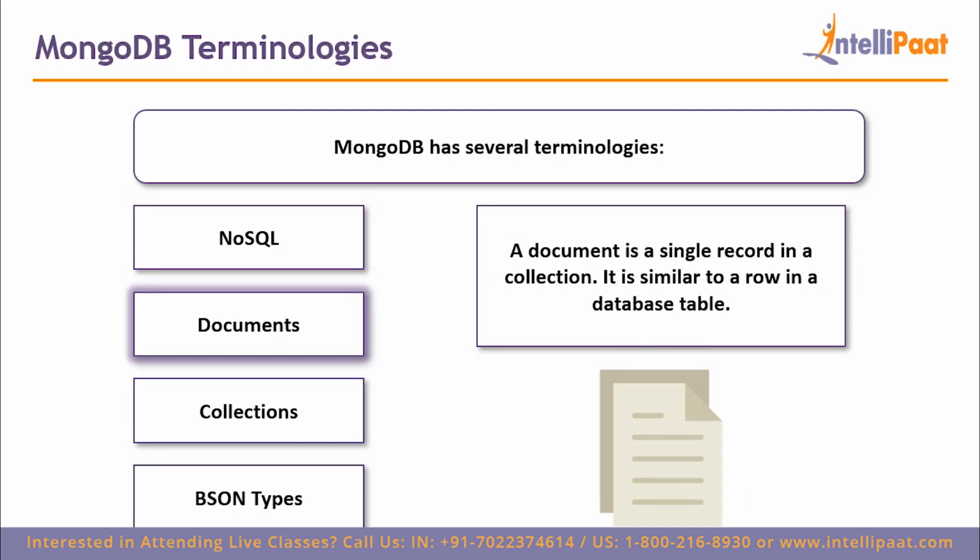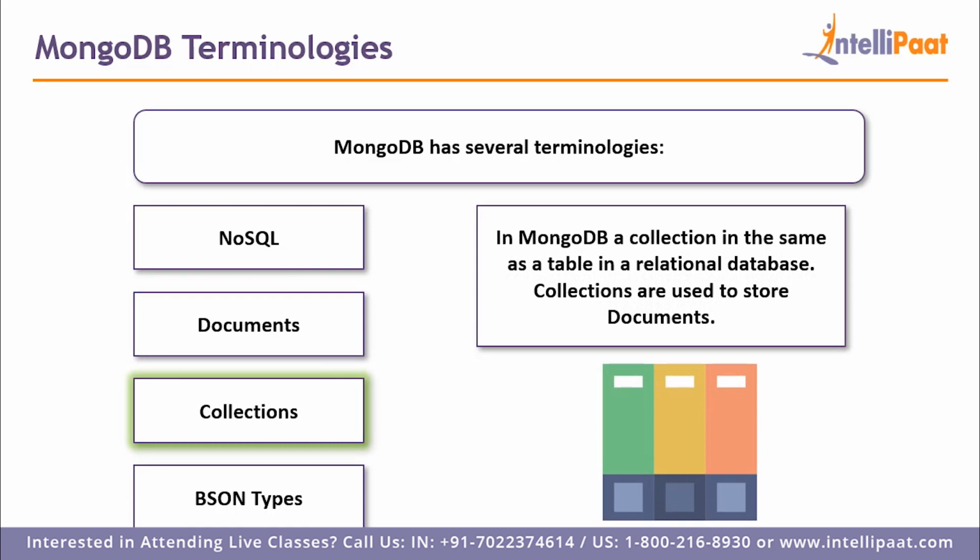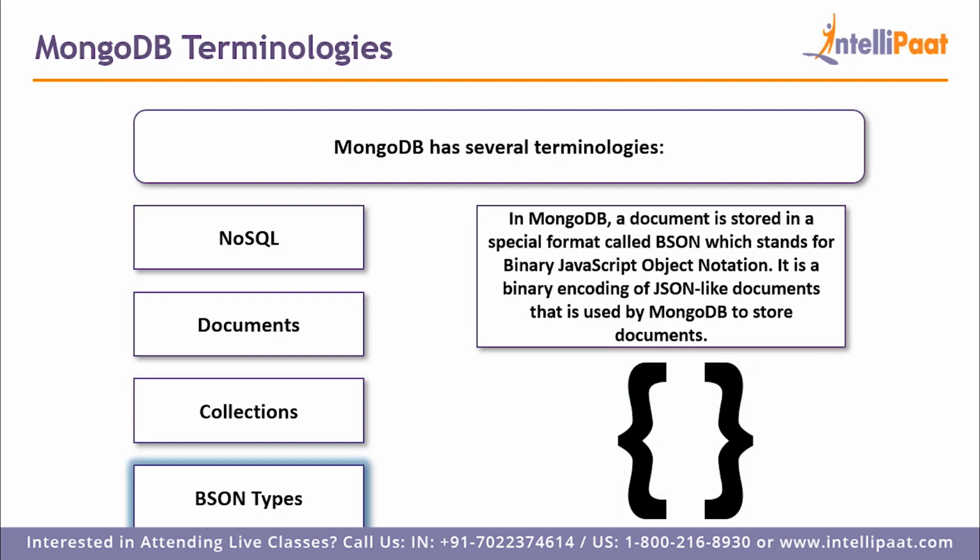A document is a single record in a collection, so it is similar to a row in a database. Now collections are the same as tables in a relational database. They store documents. As we discussed earlier, documents are rows and collections are groups of documents. So in SQL terminology, MongoDB collections are the same as SQL tables, and MongoDB documents are the same as rows, or you can say records inside an SQL table. And finally, BSON types.